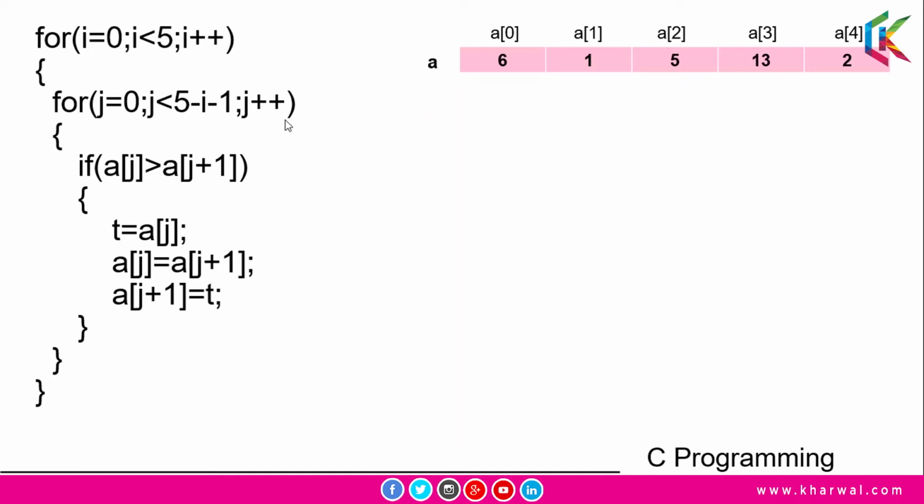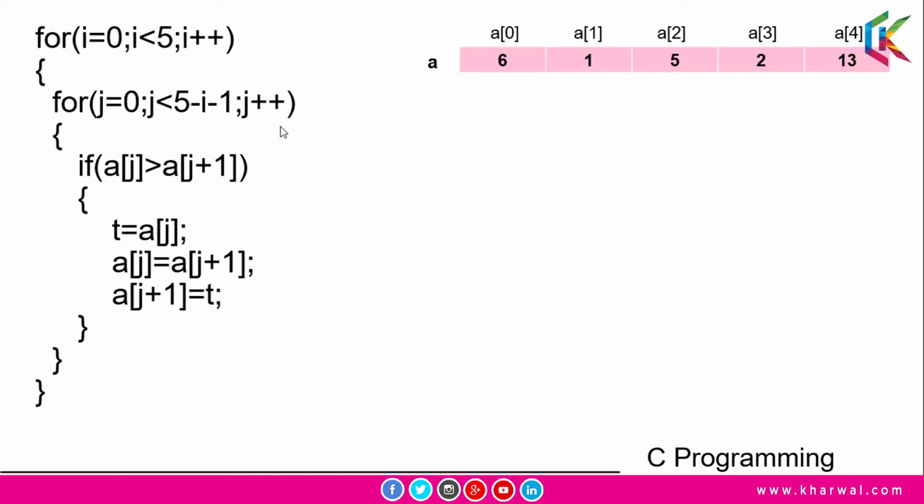And then j++ will be executed, so the value of j will be 3 and 3 less than 4 and this condition is true. Now it will again check this condition, so a of 3 greater than a of 4 and this condition is true, so these values will be swapped like this. So the elements of array A will be like this.